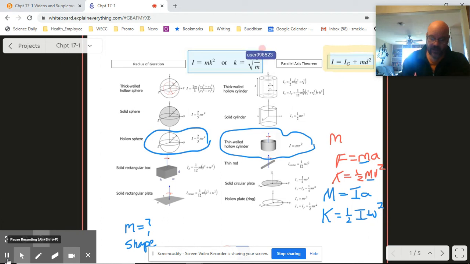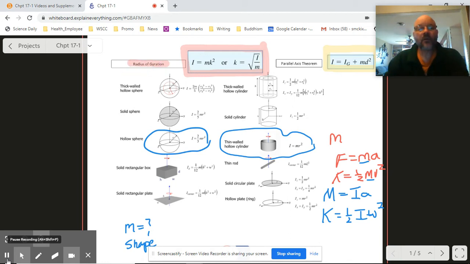This one right here has to do with what we call the radius of gyration for an object. Now, the radius of gyration is similar to center of mass. Center of mass we need for translational stuff, okay? It's moving from here to here.